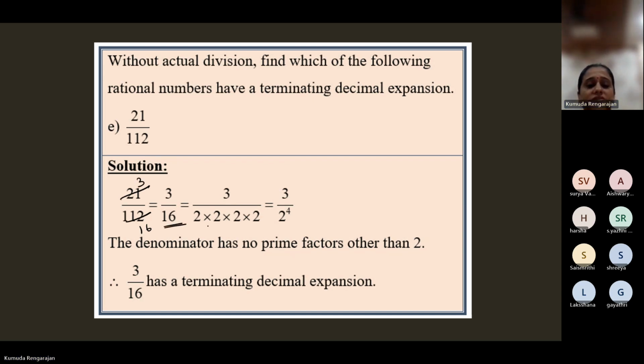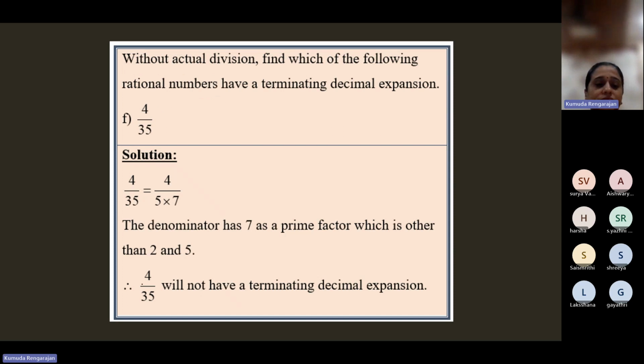And now 16 is 2 to the power 4. So there is no other prime other than 2 here. Therefore, 3 by 16 or 21 by 112. They're equivalent fractions, right? These were equivalent fractions. So if this one has a terminating decimal expansion, this one also has a terminating decimal expansion. So 3 by 16 or 21 by 112 has a terminating decimal expansion.